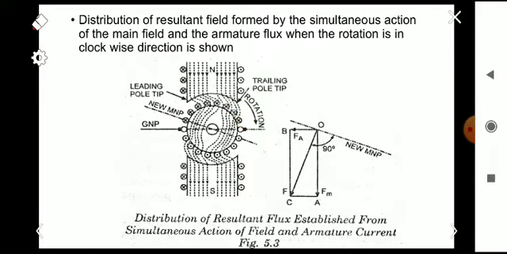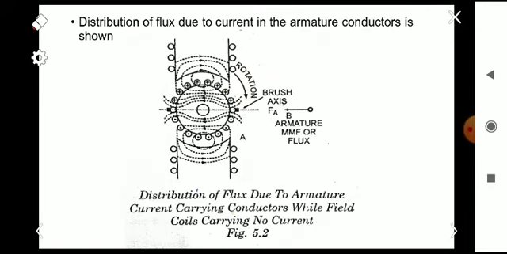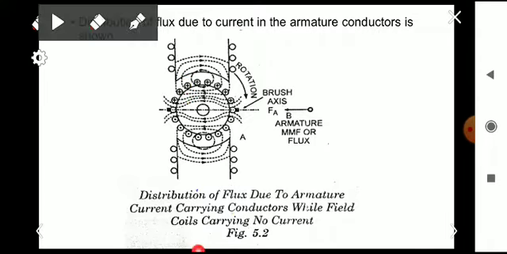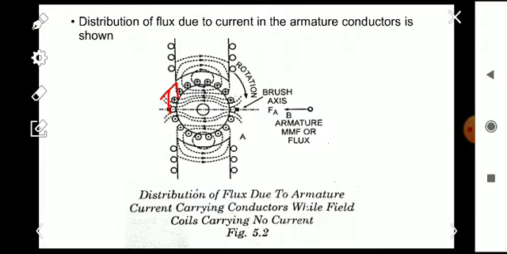Mainly because, if you are observing the figures here, in the leading pole tips the direction of the magnetic field is like this, in this direction. So of course it will oppose the main field flux. The direction of the main field is like this. So here this armature flux opposes the main field flux, so it weakens here in the leading pole tips.